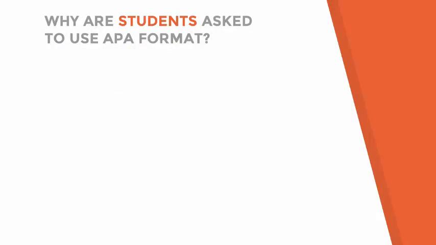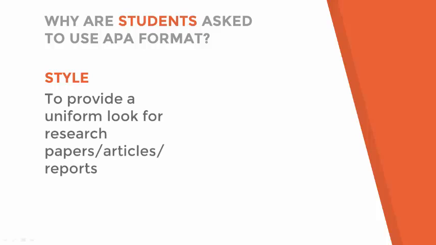So why are you asked to use APA format? Well, first of all, APA dictates a standard style. It provides a uniform look for research papers, articles, and reports. And there's an advantage to using it. It allows the writer to focus energy on the substance of the research and not the format of the writing.